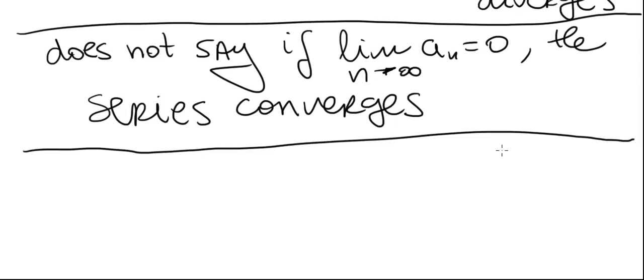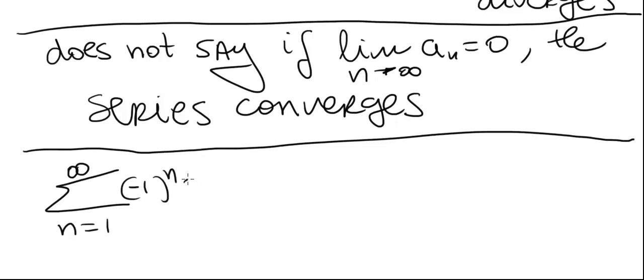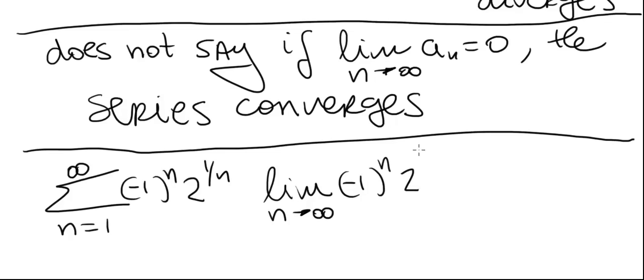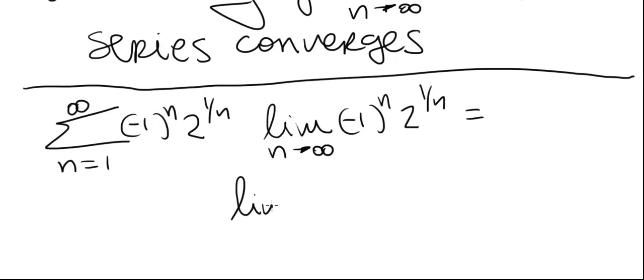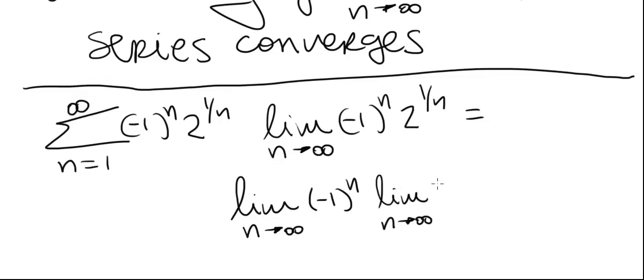So let's return to the series here. This is the summation from 1 to infinity of (-1)^n times 2^(1/n). And we want to evaluate the limit as n goes to infinity of (-1)^n times 2^(1/n). Now we'll break this up into a product of two limits. The first limit is the limit as n goes to infinity of (-1)^n, times the limit as n goes to infinity of 2^(1/n).